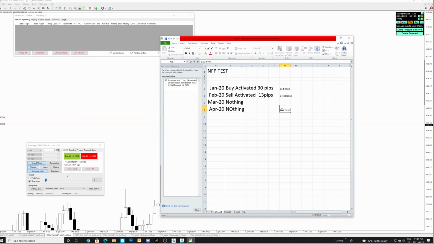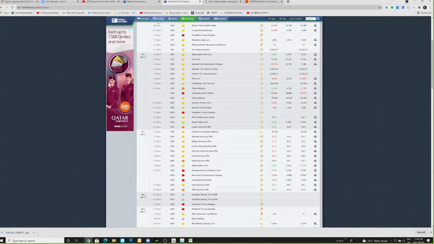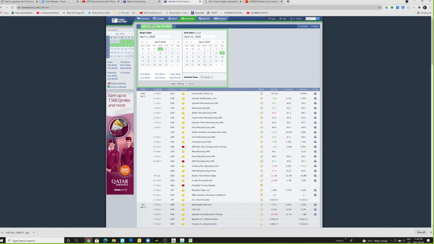Bad news, COVID. All right, let's move on towards May over here. Nothing really happened in April, so let's move on towards May. Was it 1st May? Start with 27th April and go till May 9th, and then we'll see when NFP was.